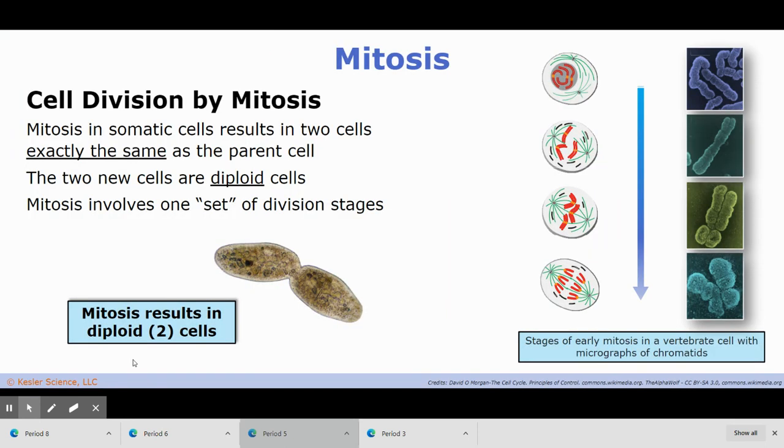Okay, so mitosis here. Mitosis in somatic cells results in two cells that are exactly the same. They're going to be identical to the parent cell. And those two new cells are diploid cells. That means they have two sets of chromosomes. Remember that prefix di means two. And mitosis involves one set of division stages. So it goes through this cycle, but it only goes through it once. And you end up going from one cell to two cells, and they're identical at the end.